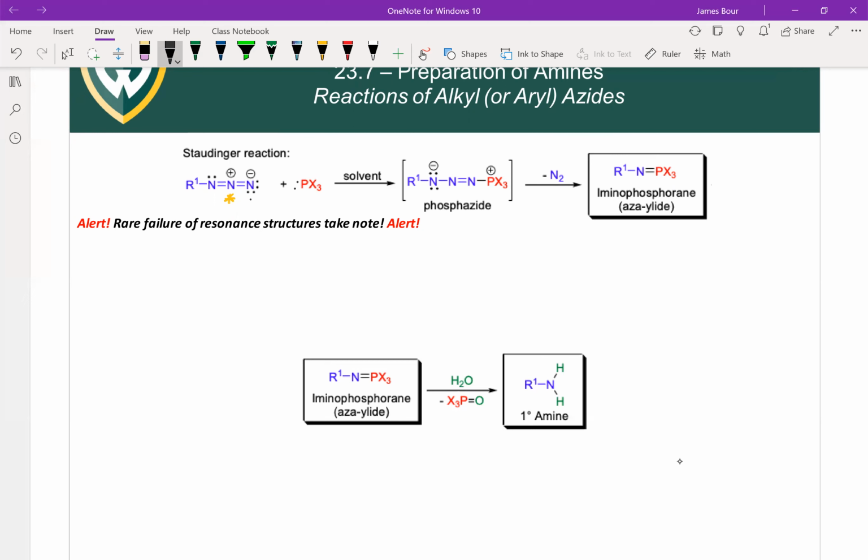In this reaction, it proceeds via nitrogen attack of our phosphine as the nucleophile, and our azide is the electrophile, to form what's called a phosphazide. The phosphazide then evolves N2 to generate what's called an aminophosphorane. So I'm going to draw this reaction out in full detail so we can see it.